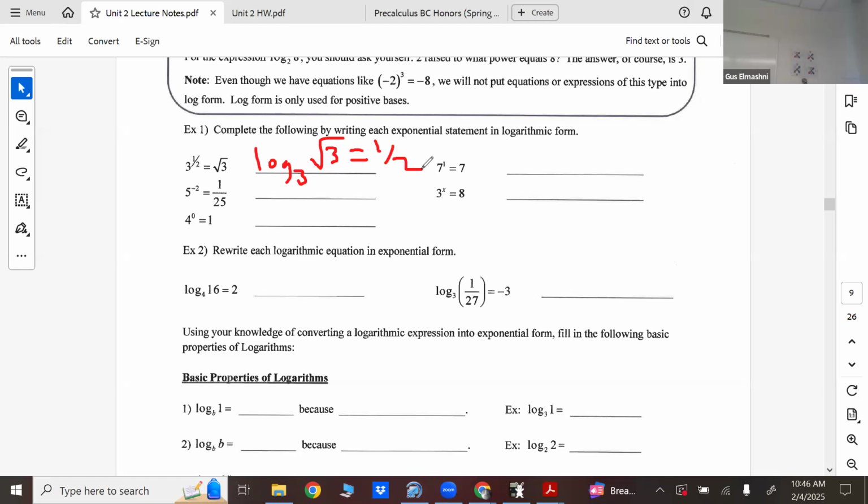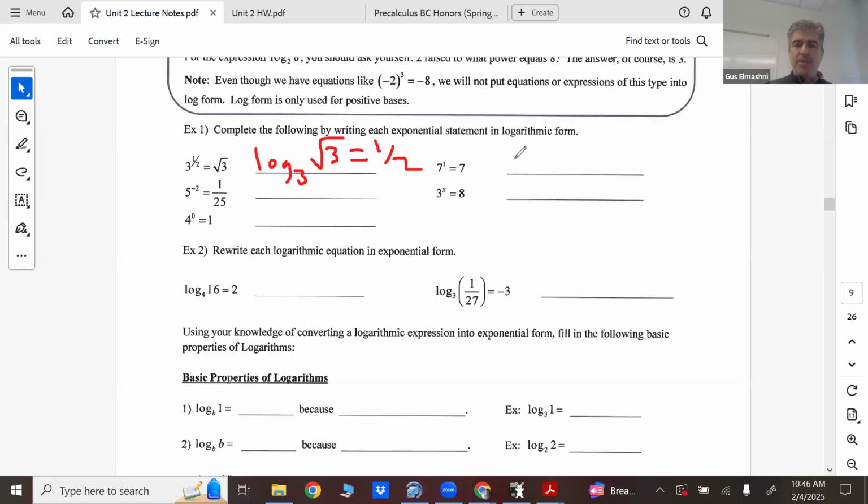And what do you do? You make the 3 the base of your log, you make the 1/2 now the output, because you're isolating the exponent, and the root 3, which was the output in the original equation, now becomes the input of the log equation. The input is 1/2, the output is root 3. Now the input's root 3, the output's 1/2. Make sense? Because 3 raised to that power equals root 3. We know 3 to the 1/2 is root 3. We know that.